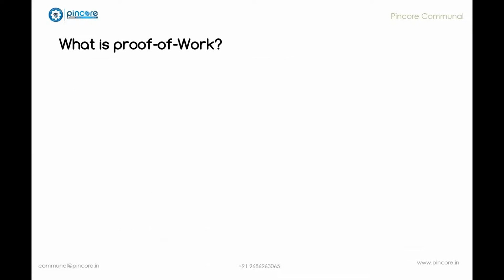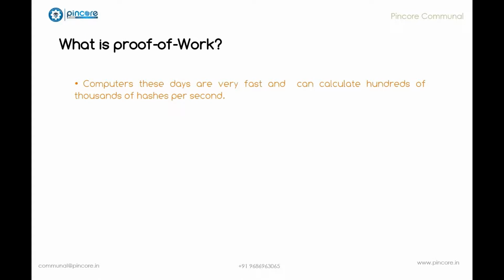So now let's see what proof of work means. Using hashes is not enough to prevent tampering because computers these days are very fast and they can calculate hundreds of thousands of hashes per second. We can effectively tamper with a block and recalculate all the hashes of the other blocks to make the blockchain valid again. So to mitigate this, we have something called proof of work.